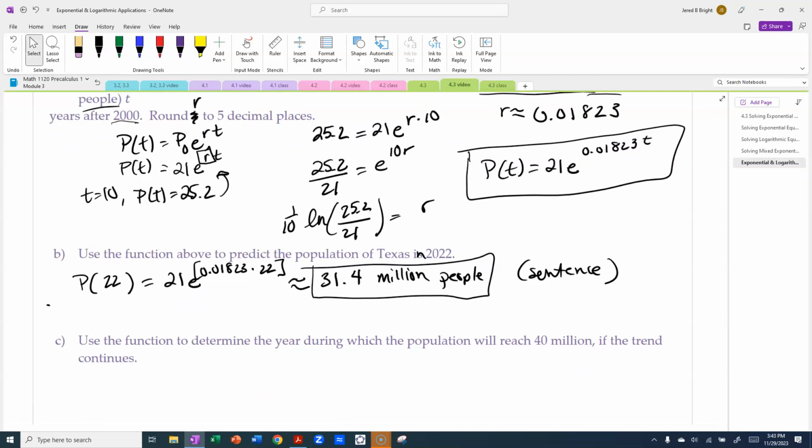Part C says, use the function to determine the year during which the population will reach 40 million. Okay, so I'm saying P of t is equal to 40.